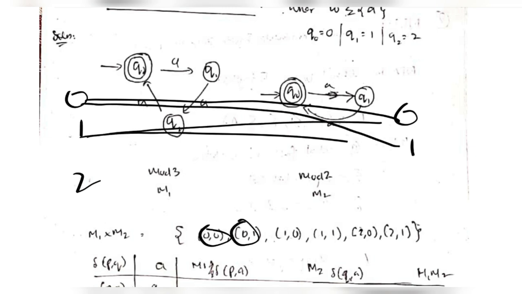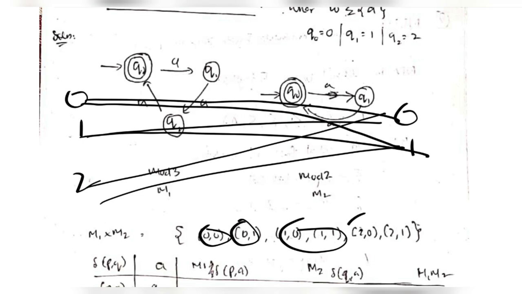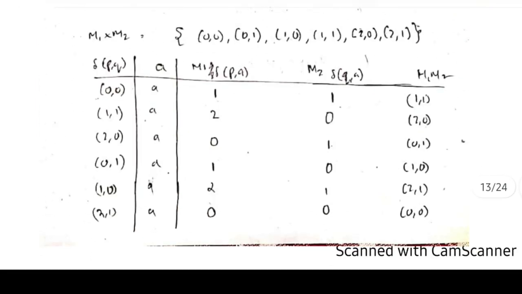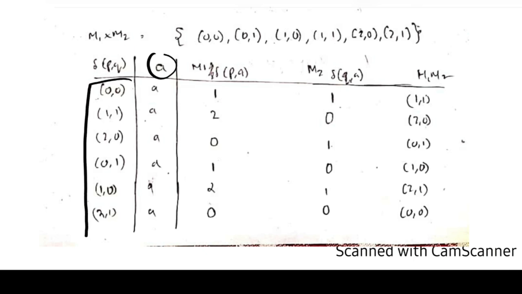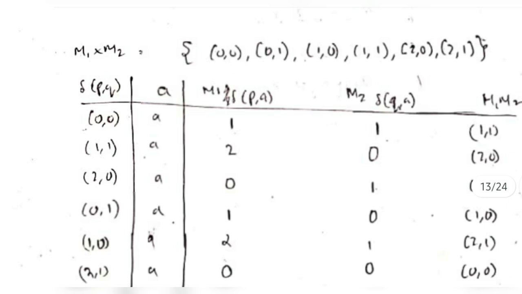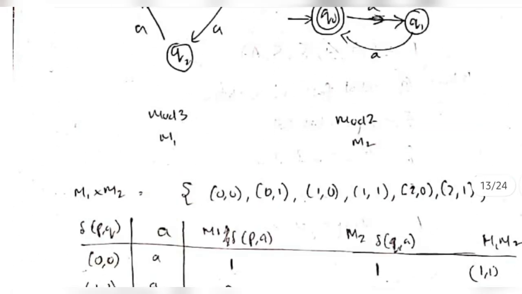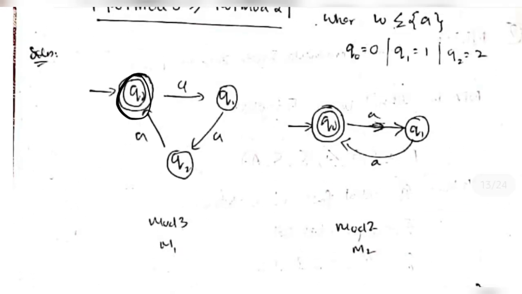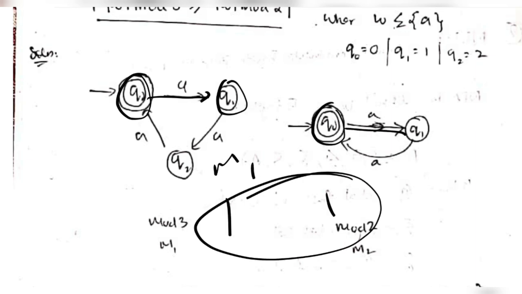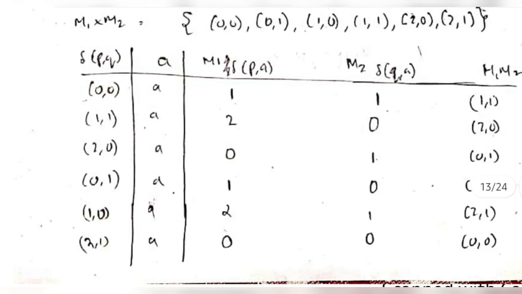Same thing we will do for 1,0, 1,1 and 2,0, 2,1, okay. After writing that, we will make the transition table. Since the alphabet is only A, we will write here A, and PQ is nothing but the state of M1 and M2, okay. So, we will write here 0,0, the first state. What is 0,0 upon A? For M1 and M2, 0,0 upon A is 1. For M1 it is 1, for M2 it is also 1. So, therefore, we will write 1,1 under this table, okay.